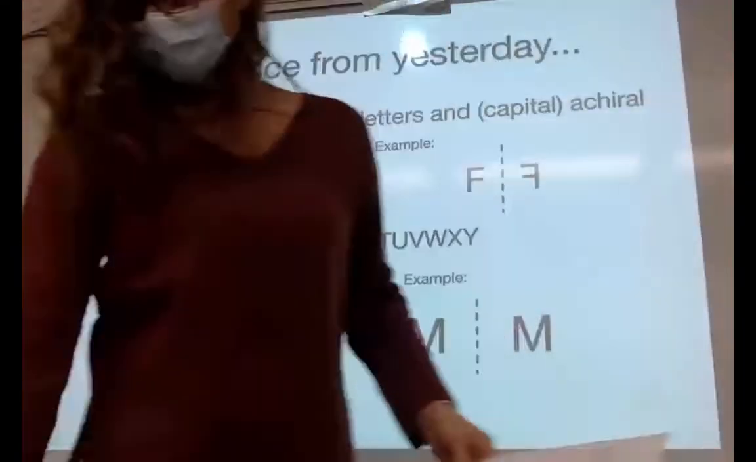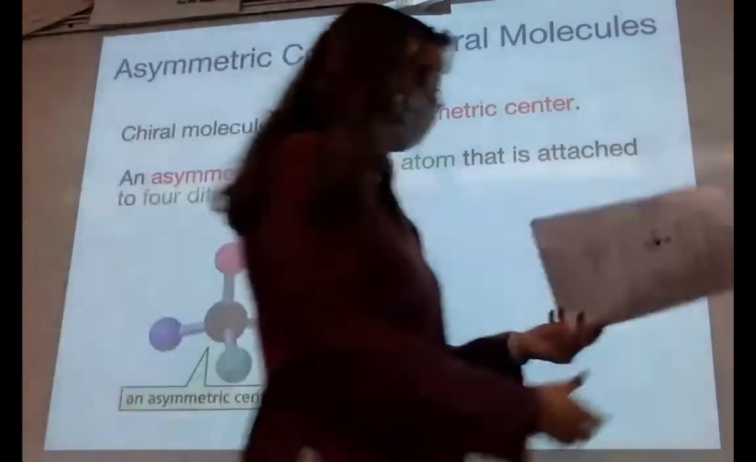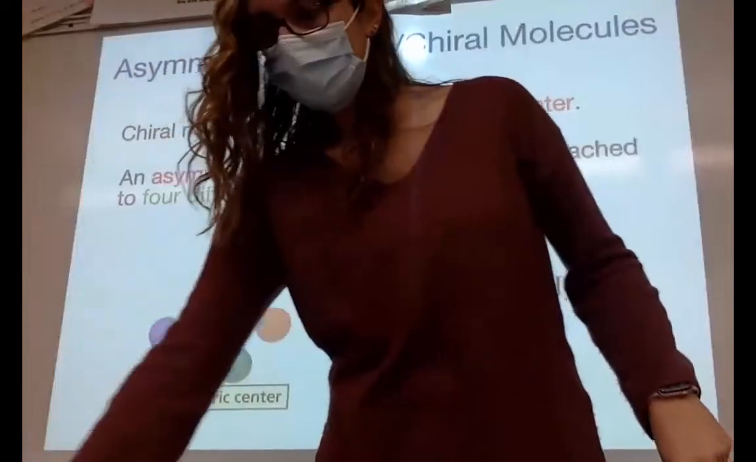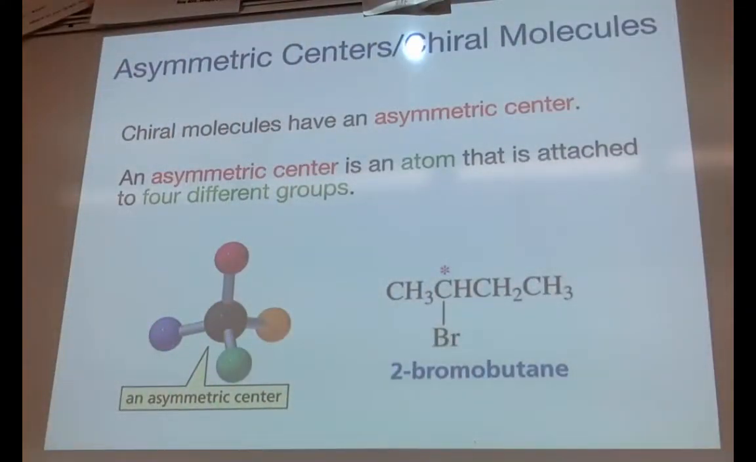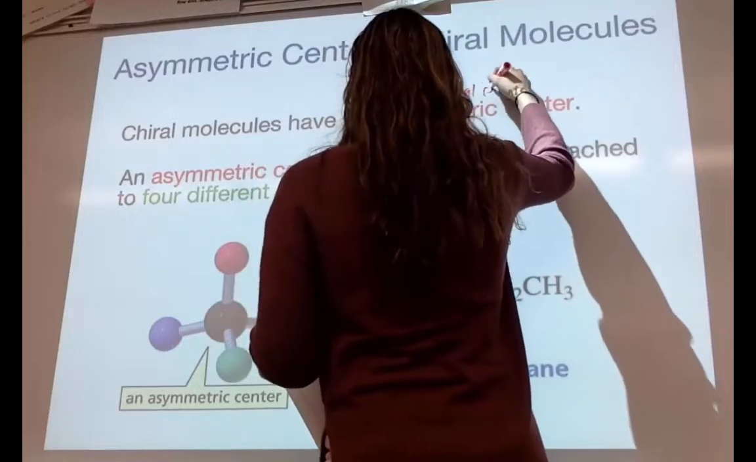Okay, so then to look at asymmetric centers. Asymmetric centers are the same thing as chiral centers. A chiral molecule has what's called an asymmetric center, or we are just going to call it a chiral center. Right, so a chiral center.